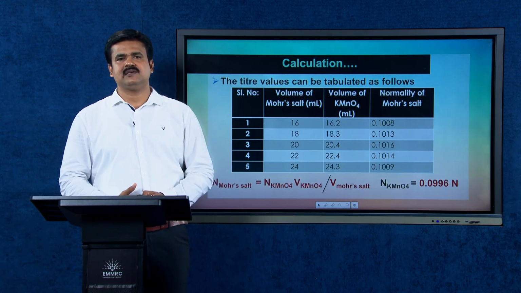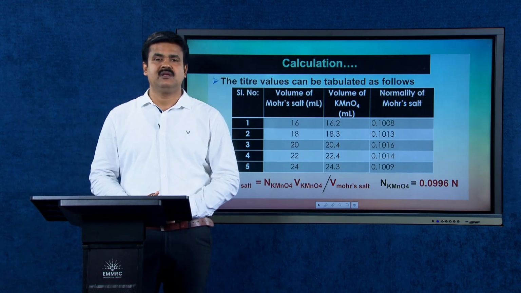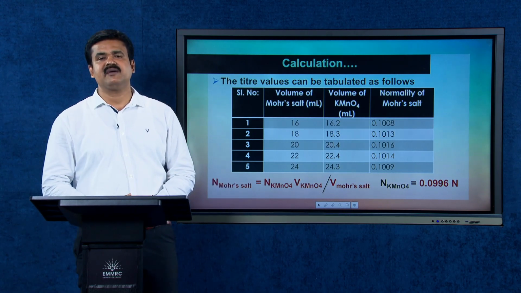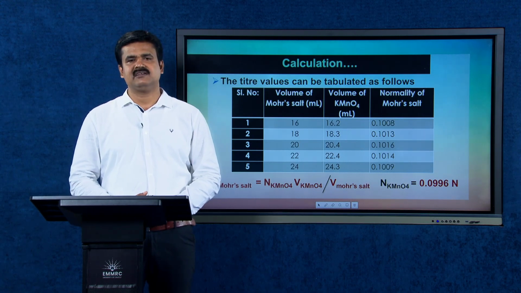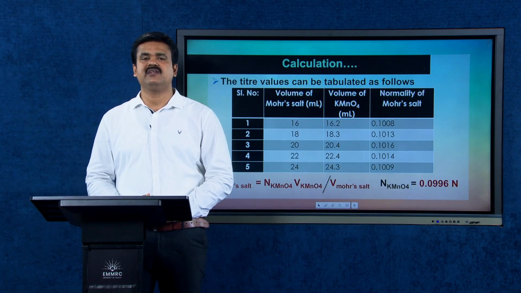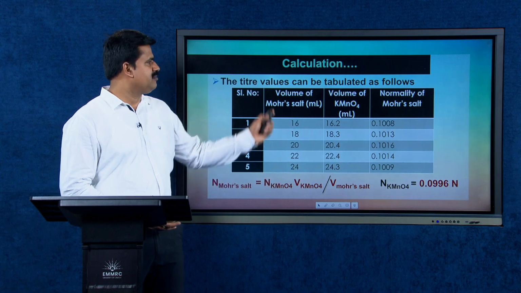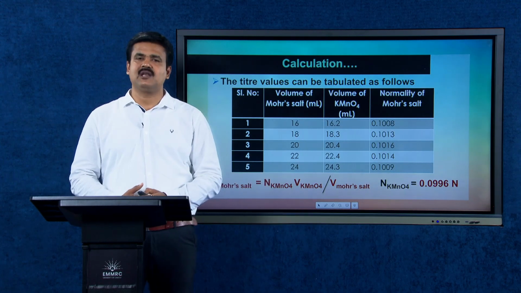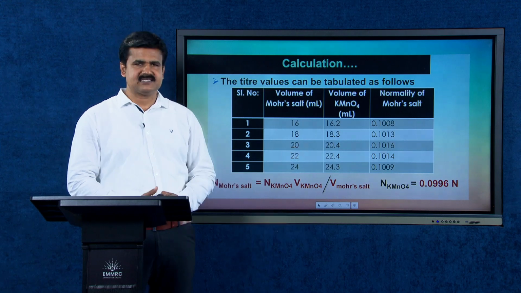The normality of Mohr salt is calculated using the expression N Mohr salt is equal to N KMnO4 into V KMnO4 divided by V Mohr salt, where N KMnO4 is already calculated by the standardization procedure as 0.0996 normal. You can substitute these values. By using these titer values, it is possible to calculate the normality of the Mohr salt solution in the 5 cases.